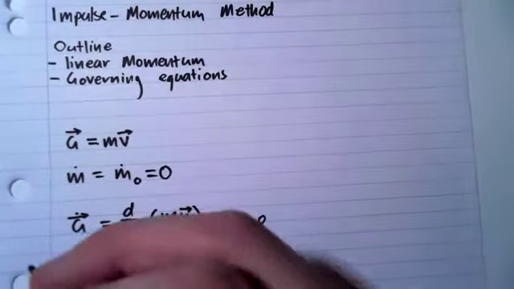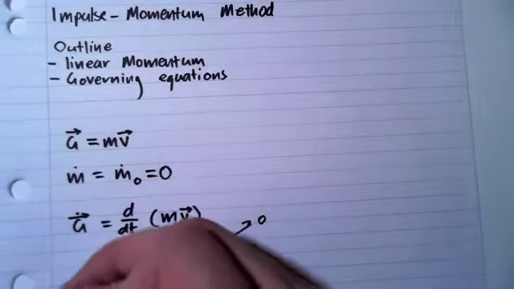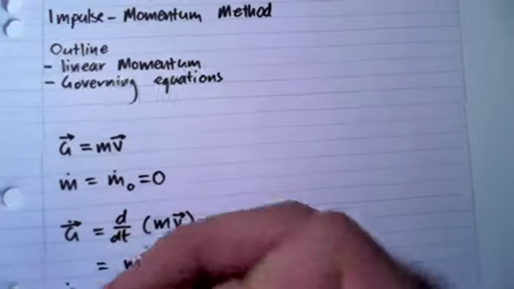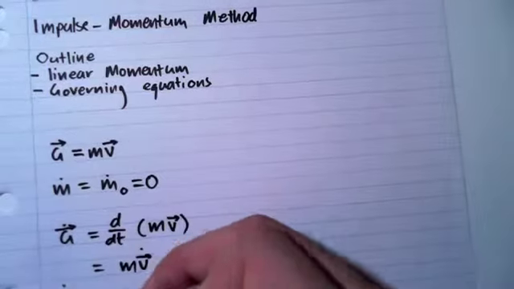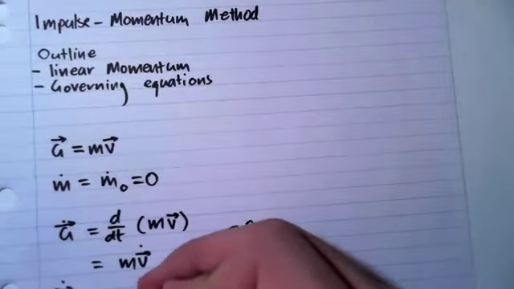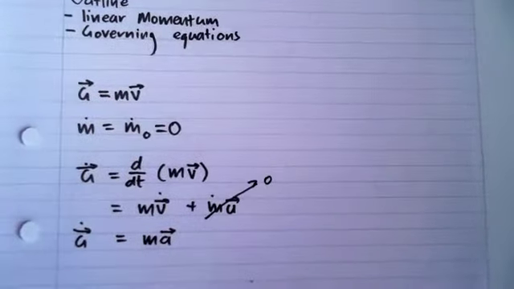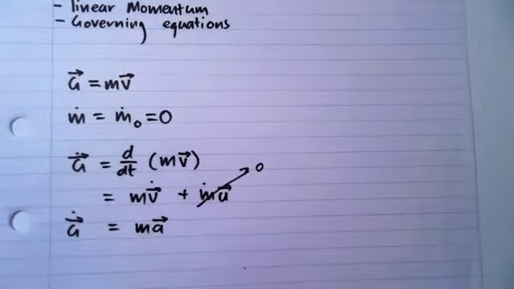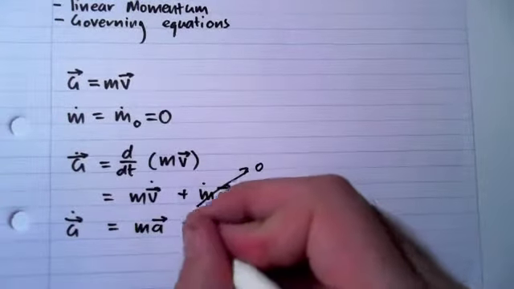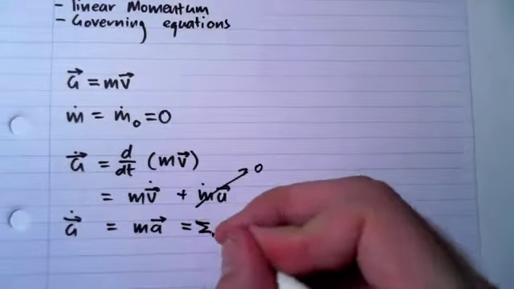So our time rate of change in linear momentum is equal to the mass multiplied by acceleration, where acceleration is the time rate of change in linear velocity. And that is equivalent to the sum of our forces.